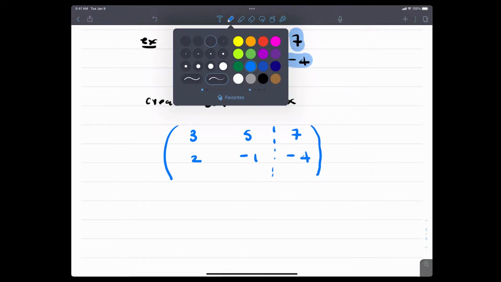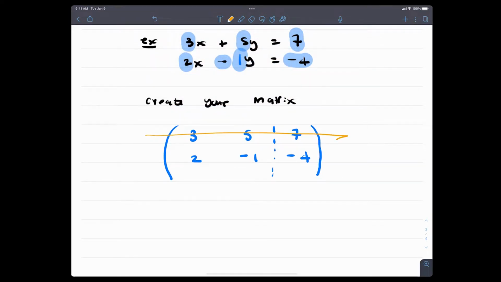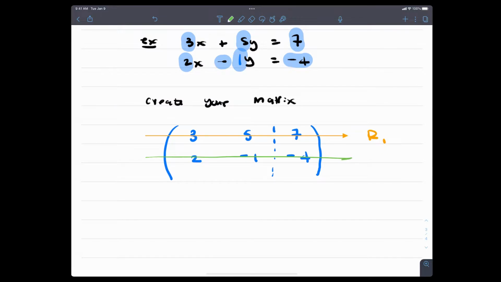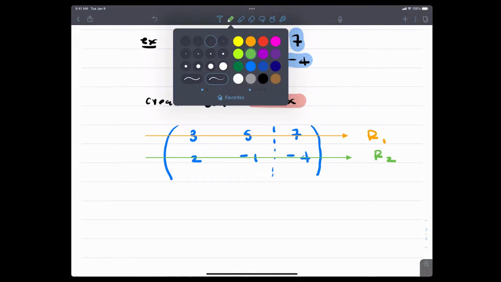So this here is known as what? Row 1. What do we call the next one? Row 2. And we abbreviate that here. So what do you call this again? This is known as a matrix. Okay, so I want you guys to first practice on creating the matrix.